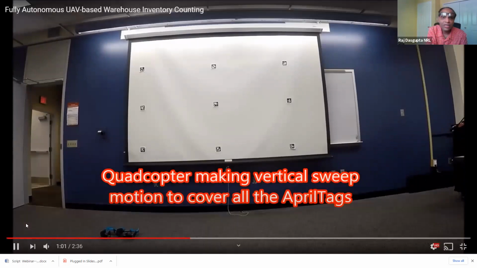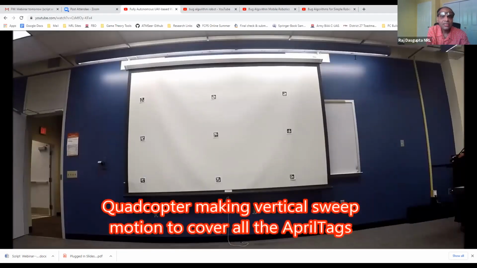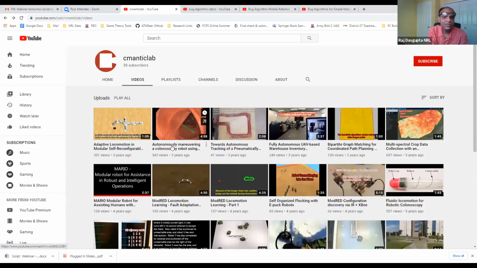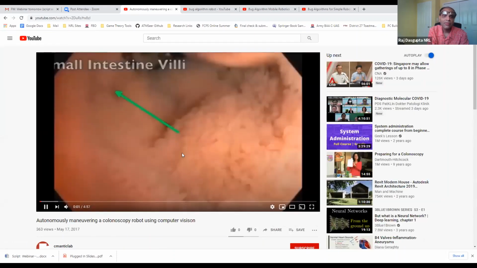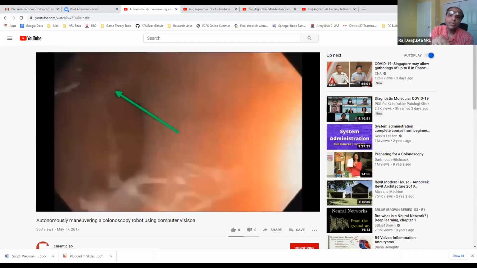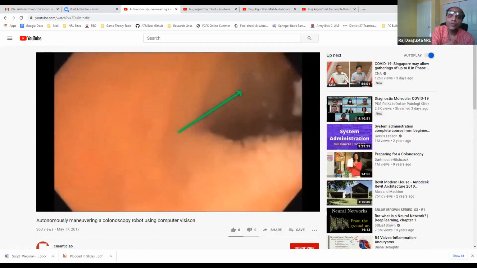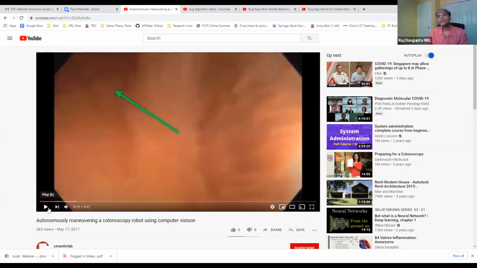So we are right about at 3:52. I would like to just say that if you're interested, there are many videos of different sensors. So for example, here I'm using computer vision. And here there's a robot that I'm putting inside the small intestine of a pig, and basically using computer vision to guide the robot. So there are many applications beyond wheeled robots that we can use.